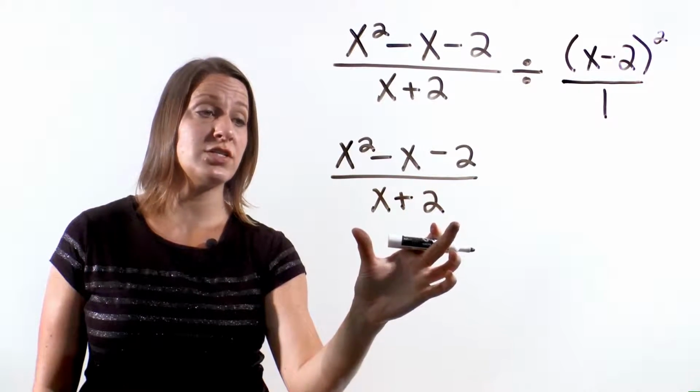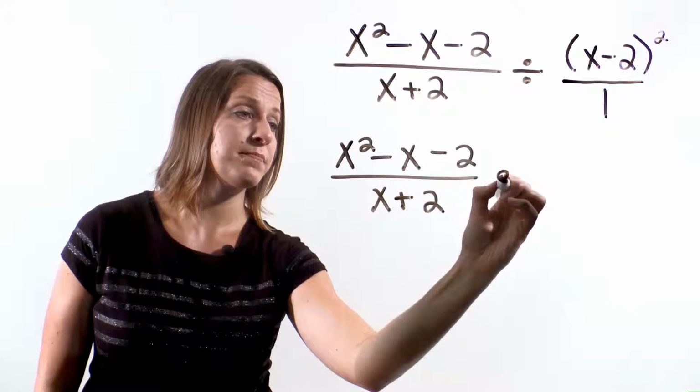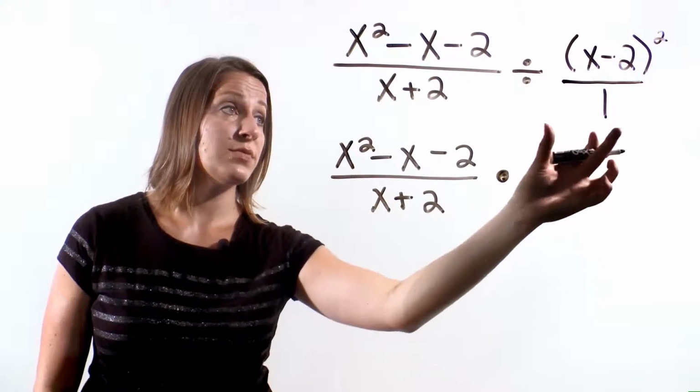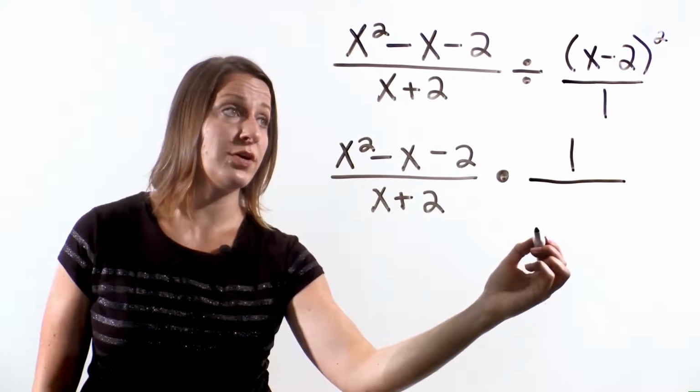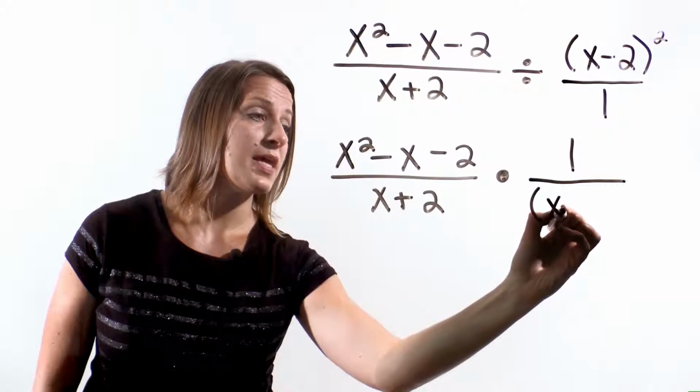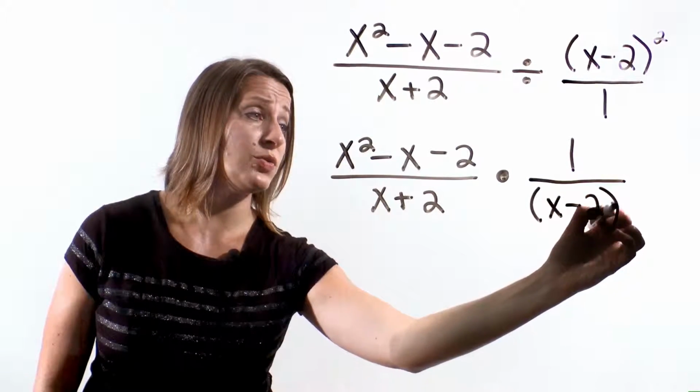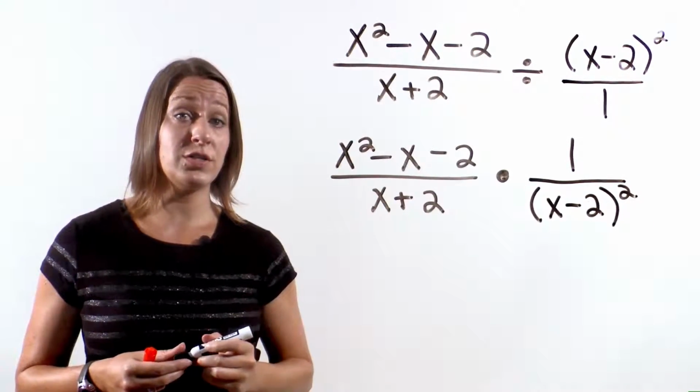We have the first fraction stays the same, times the reciprocal of the second. So we'll put the 1 in the numerator and the (x minus 2) quantity squared goes in the denominator.